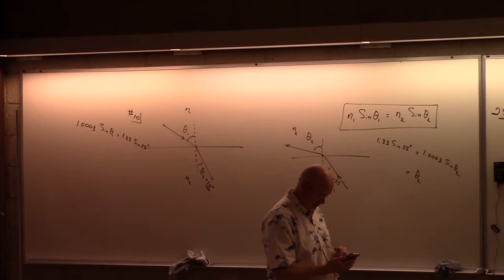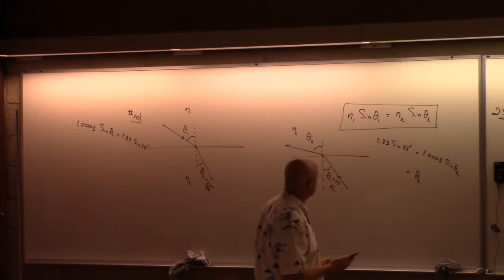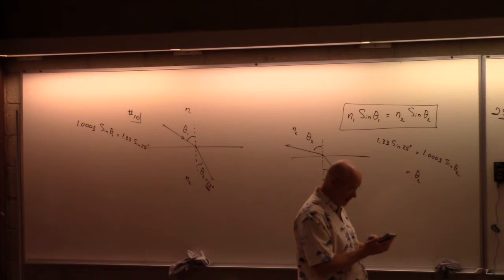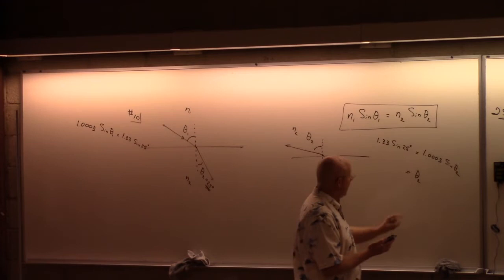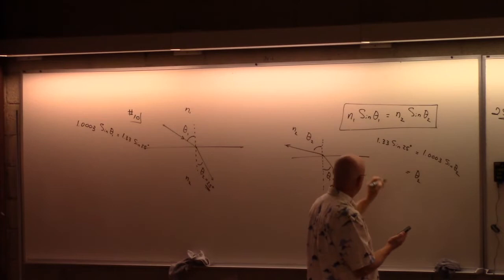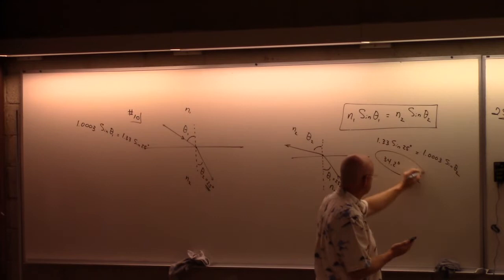Okay, good. And so I will put 1.33 times the sine of 25. Then I will divide it by 1.0003. And now I will take the inverse sine of the last answer. And I get 34.2 degrees. And so that's the math I wanted to illustrate.